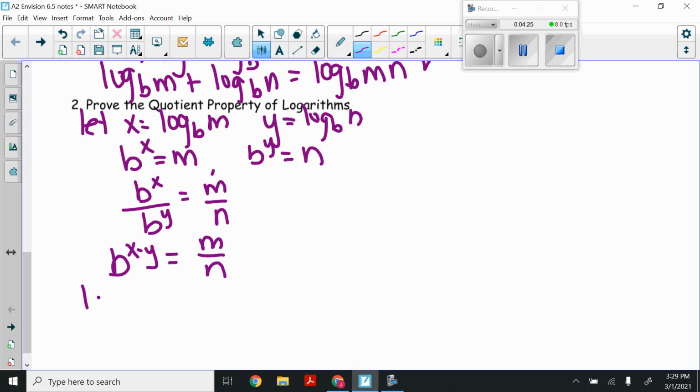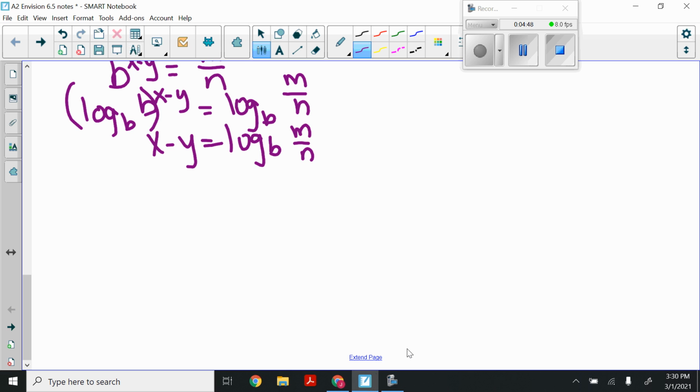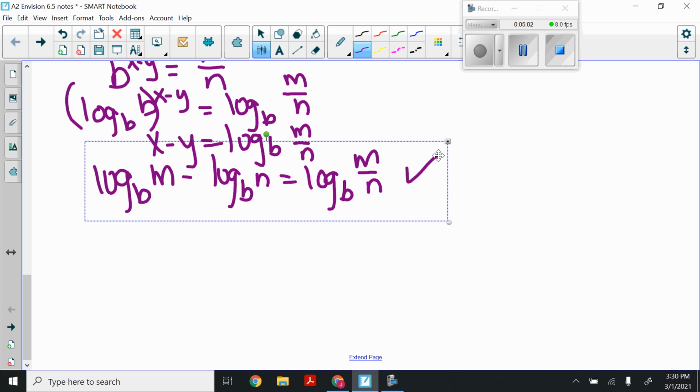Again, take the log of both sides. So log base b of b to the x minus y equals log base b of m divided by n. Again, log base b of b is just 1. So really I just have x minus y equals log base b of m divided by n. And again, my final step, I'm going to substitute back in my x's and y's. So x was really log base b of m minus y, which was really log base b of n, equals log base b of m divided by n. So we just proved the quotient property of logarithms.